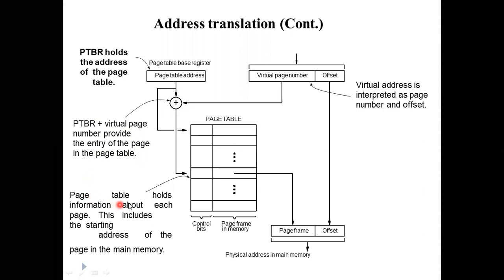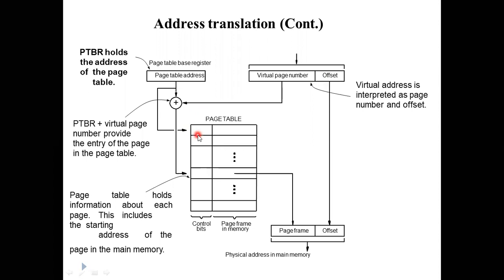The page table holds information about every page. This includes the starting address of the page in the memory. Over here, the virtual address is interpreted as the page number and the offset value. From here, this offset will be here, and the physical address will again come as an offset. So from here, this is the page frame. The physical address in the memory consists of page frame and offset, and the virtual address consists of virtual page number plus offset into the page table.